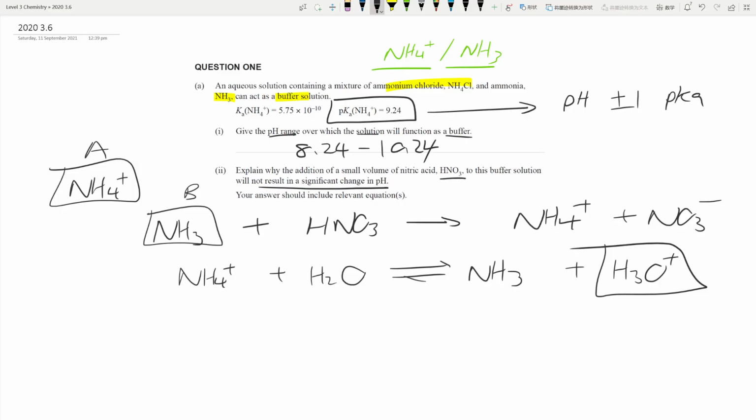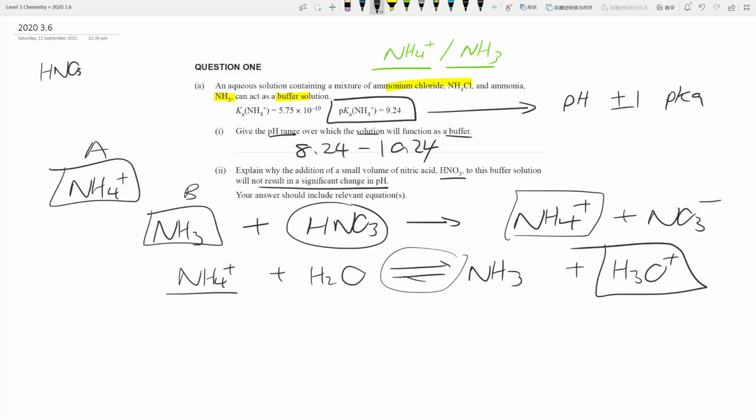So how the buffer works is that the HNO3 is completely neutralized, and the pH doesn't significantly change. The HNO3 has a lot of H+ ions, but all of that has been neutralized and turned into NH4+, and then the NH4+ partially dissociates. If you look at that video I did before, I'll just talk about it here again if you can't be bothered going to that, but I really think you should.